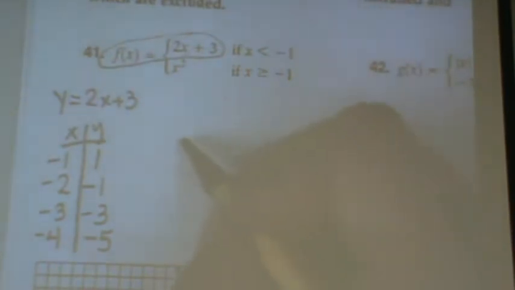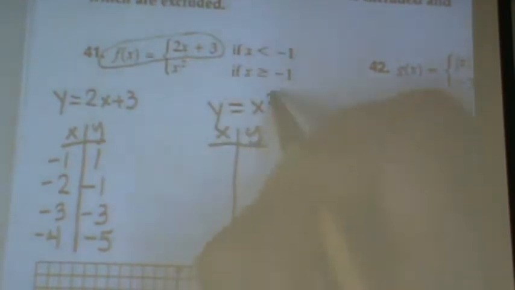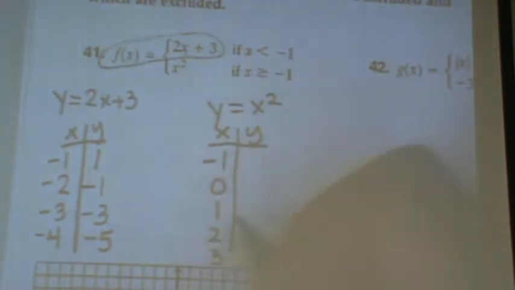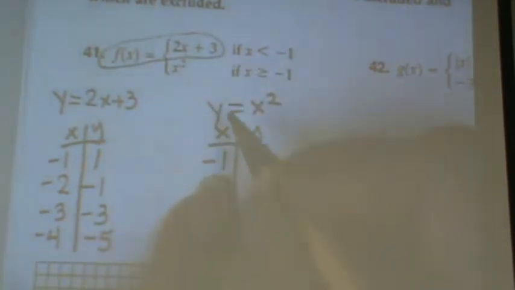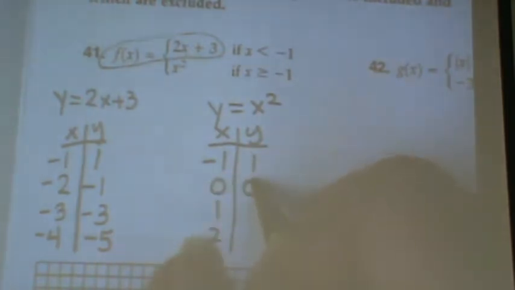The next equation is y equals x squared. We only want the x values that are greater than or equal to -1. So we're going to do -1, 0, 1, 2, 3. You're going to square each of these numbers. You're going to get 1, 0, 1, 4, and 9.